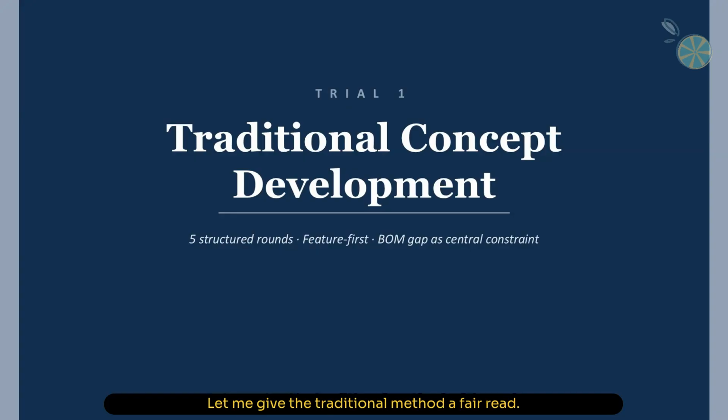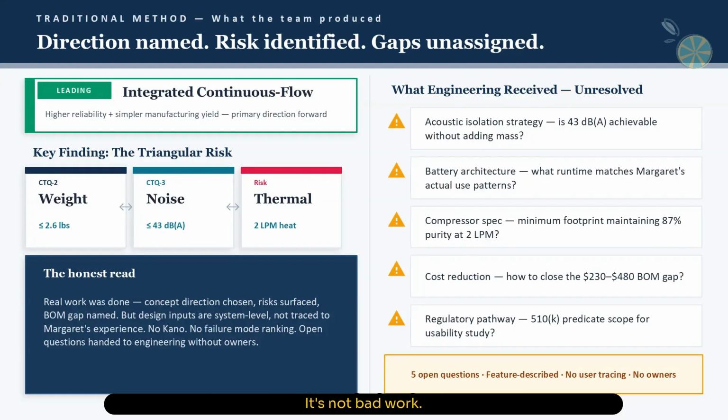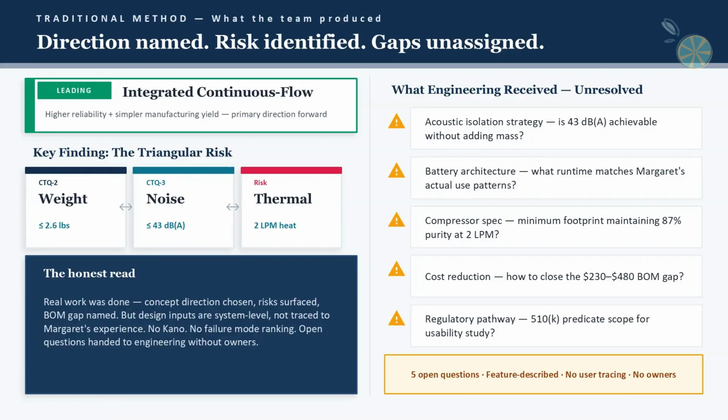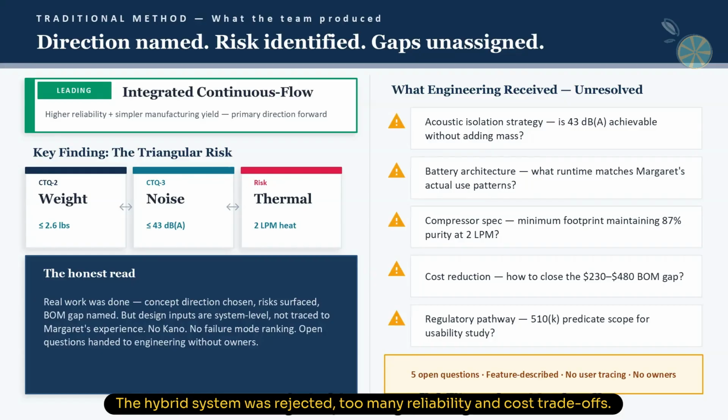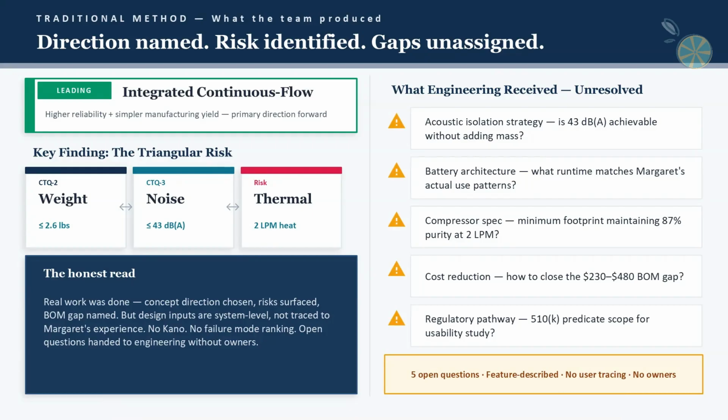Let me give the traditional method a fair read. It's not bad work. The team reviewed the product brief, flagged initial concerns by discipline, and explored 3 concept directions. The hybrid system was rejected, too many reliability and cost trade-offs. The wearable micropump concept was left unresolved. And the integrated continuous flow architecture was the leading direction because it was most reliable and most manufacturable.